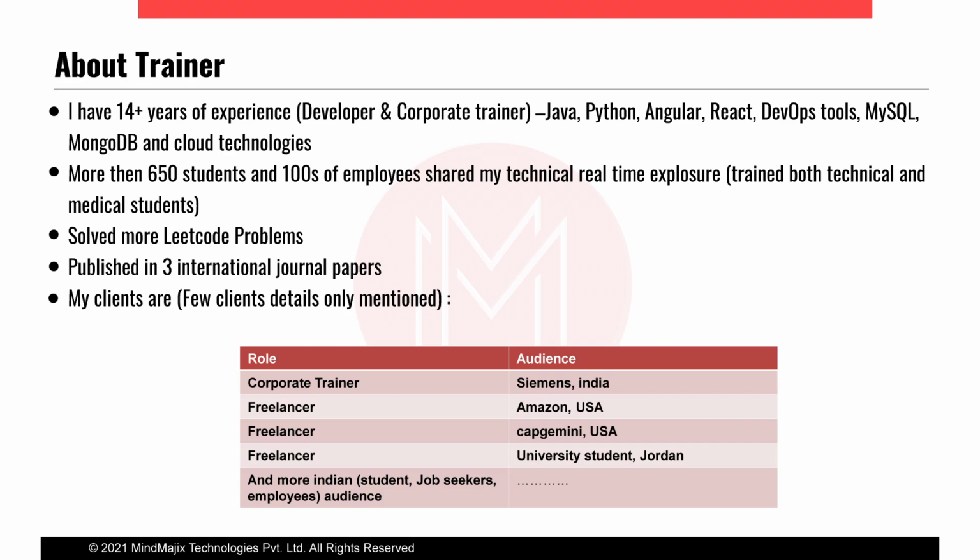The first one is a corporate trainer: Siemens Technology India is my audience, which are employees from the corporation. Then freelancers for Amazon and Capgemini Germany, both from the USA. The next freelancer is from Jordan, and also some US students. Then many Indian students, job seekers, employees, and others. Okay, let's move on.